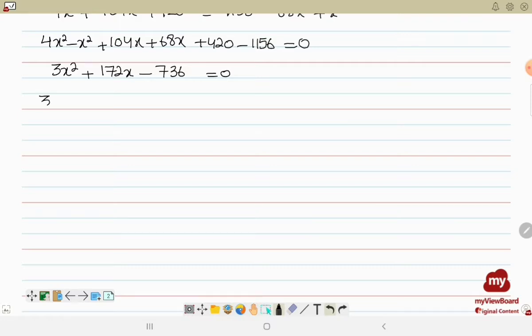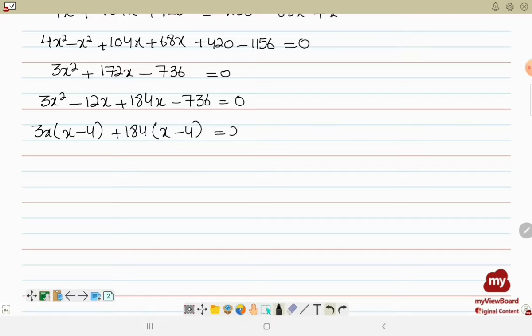We'll use these two factors. 3x square will be as it is. We'll write minus 12x and plus 184x. When you solve it, you'll get 172. So let's take common factors. Here we have 3x, and 4 is common in the last two terms. So we are left with x minus 4, and then again x minus 4 is the common factor. So we are left with this.